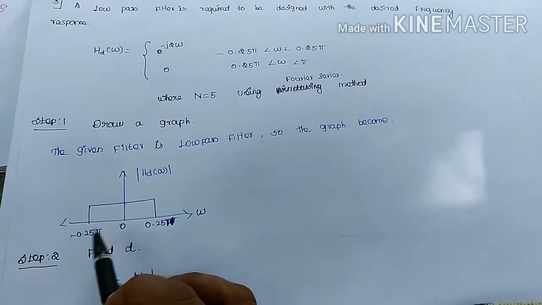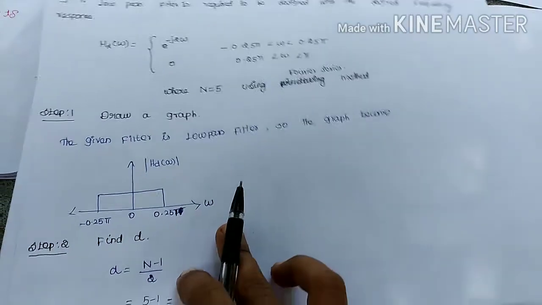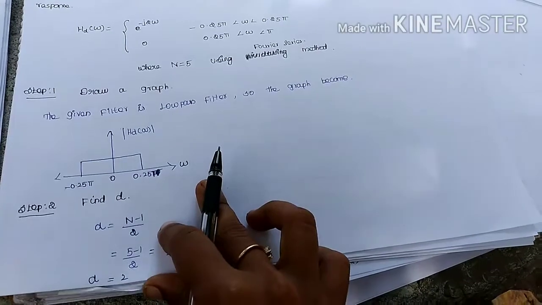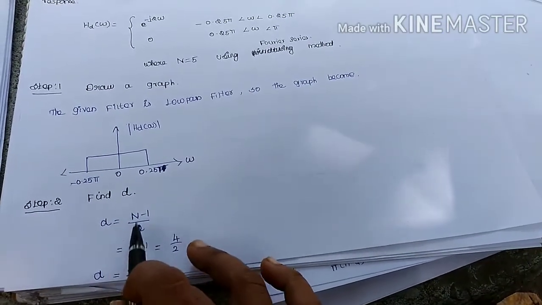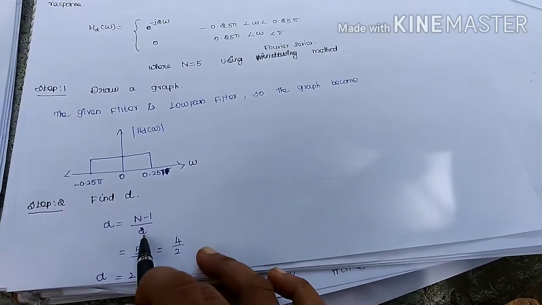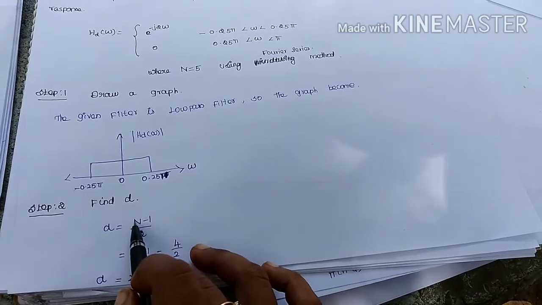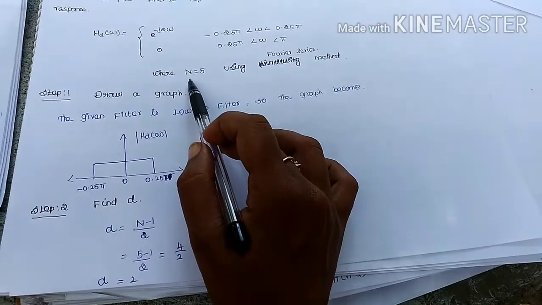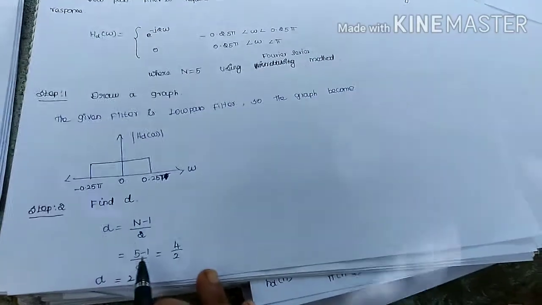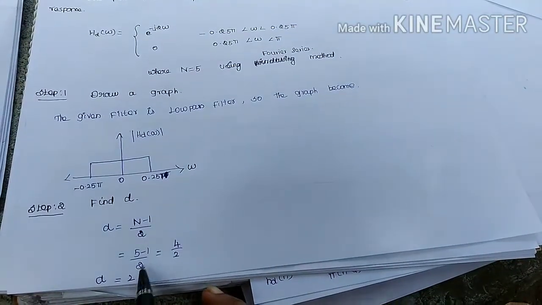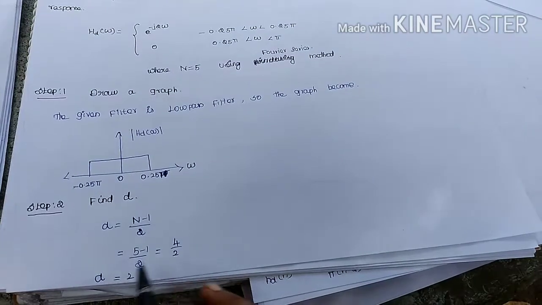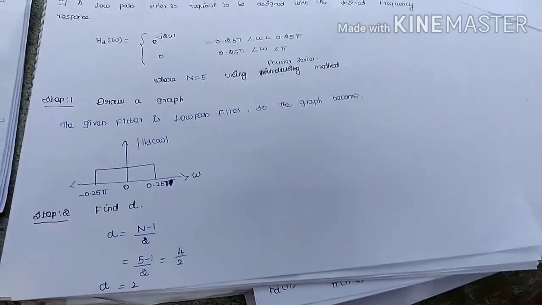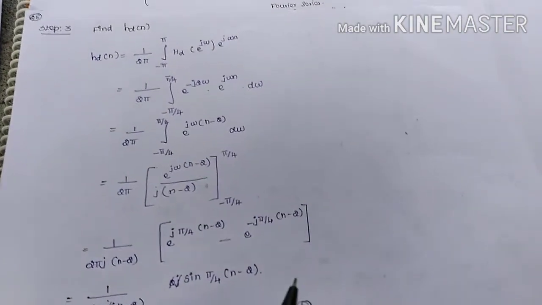Then step number 2 is to find alpha. For a low pass filter, for calculating alpha, the formula is N minus 1 divided by 2. Here we know the capital N value, N equal to 5. So I substitute 5 minus 1 divided by 2, which is 4 by 2, so I will get alpha equal to 2. This is step number 2.